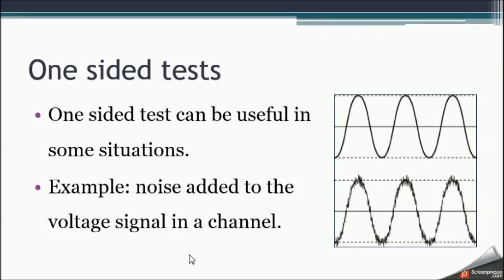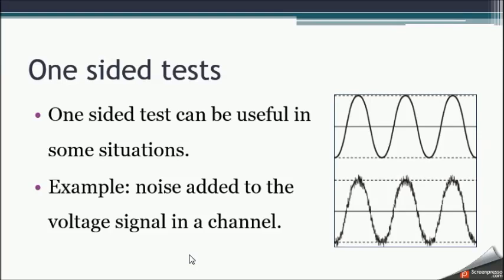Okay, so we continue to one-sided tests. Previously we have seen an example for the two-sided test for the population variance. Now, sometimes the one-sided test can be useful in some situations. Here we have an example.